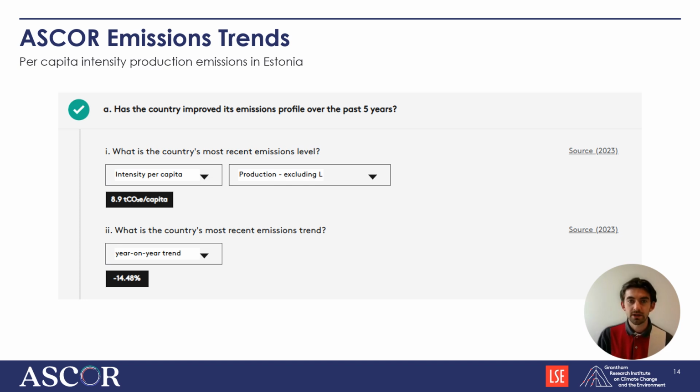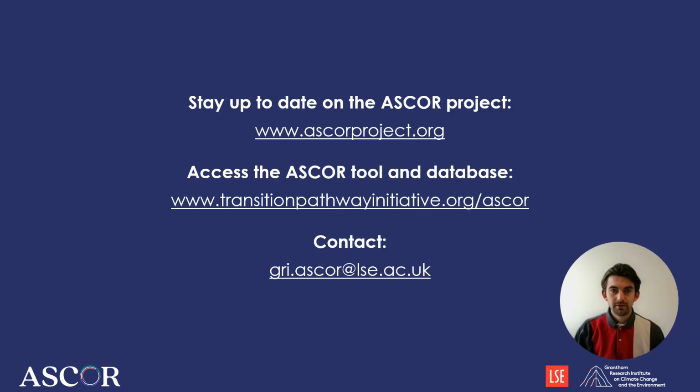Progress like in Estonia is likely to represent a comprehensive decoupling of emissions from factors like economic and population growth, and this is something we'll need to see across all countries if we are to meet the goals of the Paris Climate Agreement and stabilize the global climate system. This wraps up our overview of the emissions trend area of the ASCOR framework.